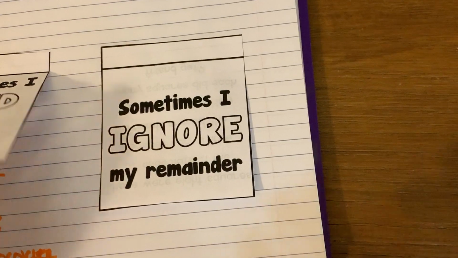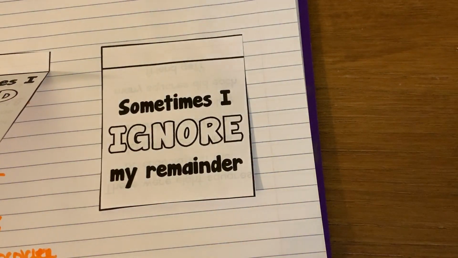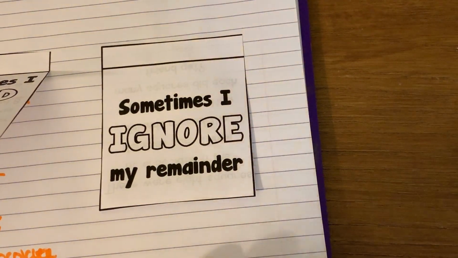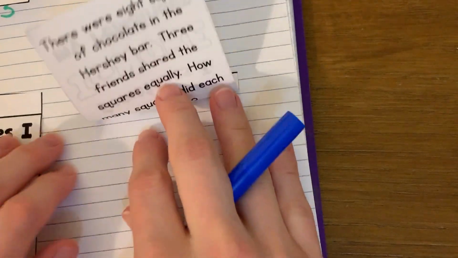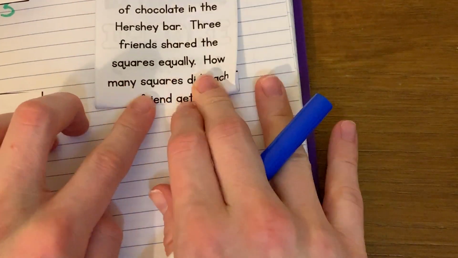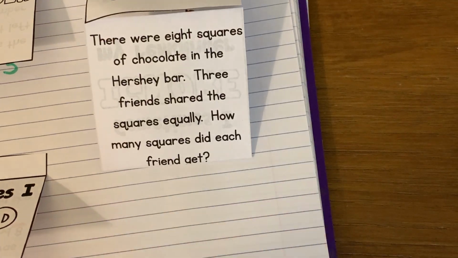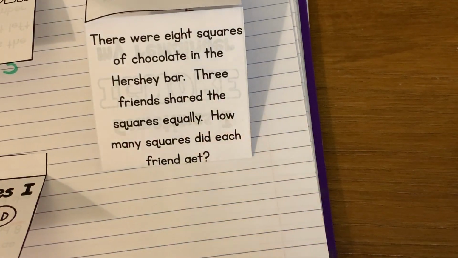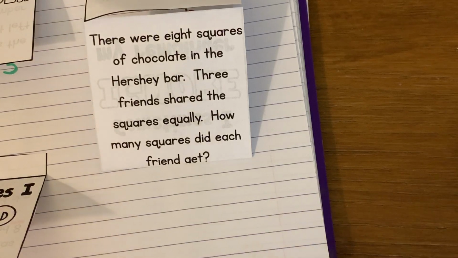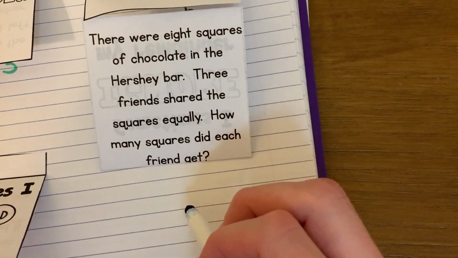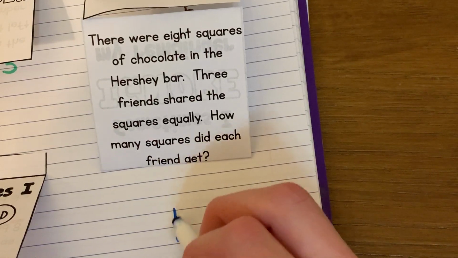All right. Here's the last one. Sometimes I ignore my remainder. Sometimes we don't need it. So let's see a problem where that's true. All right, more chocolate. There were 8 squares of chocolate in the Hershey bar. 3 friends shared the squares equally. How many squares did each friend get? Okay, so let's go ahead, and there's 8 squares.